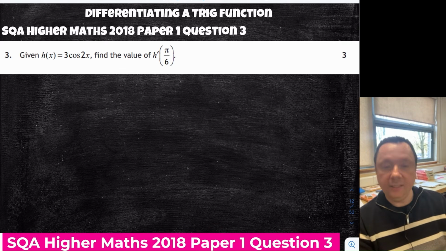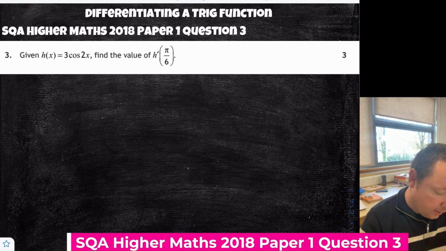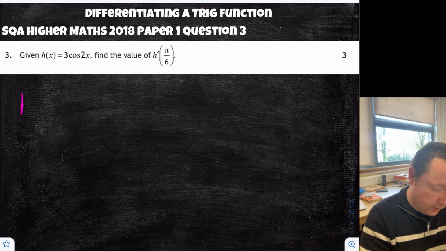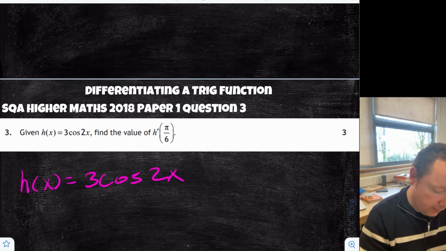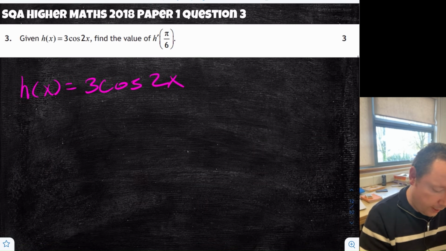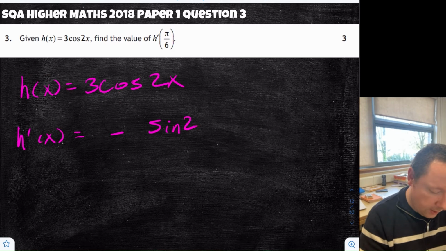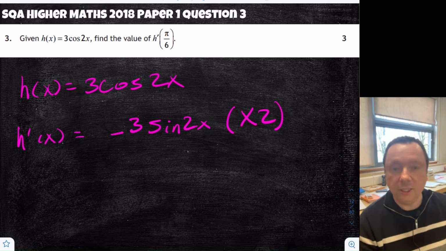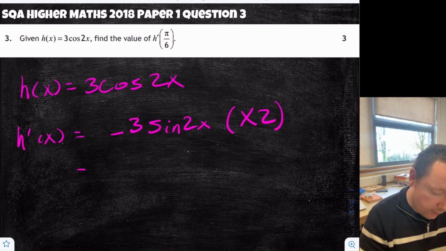SQA Higher Maths 2018, Paper 1, Question 3. h of x is 3 cos 2x, find h dash pi over 6. So if h of x is 3 cos 2x, then straight away you can just do h dash x is equal to minus 3 sine 2x, but then we need to times by 2, because we need to differentiate the 2x part as well. So that's minus 6 sine 2x.